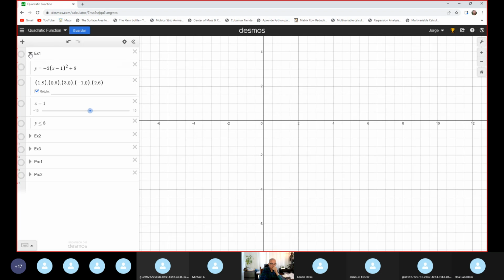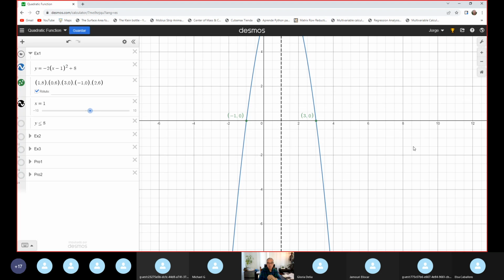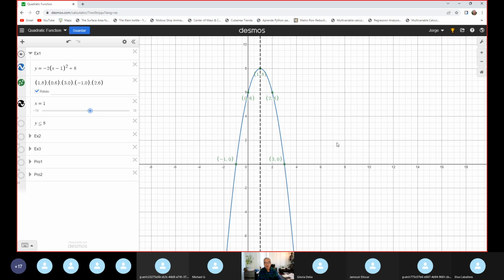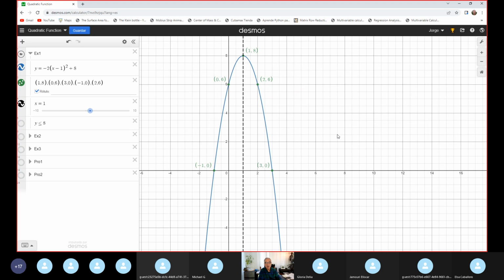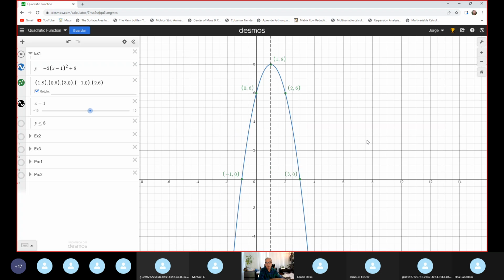Okay, it's example 1. Look, I just copy the equation. I copy the most important point, and also I copy the axis of symmetry. Boom. I'm using green color. Okay, the vertex you see now clear is the point 1,8.